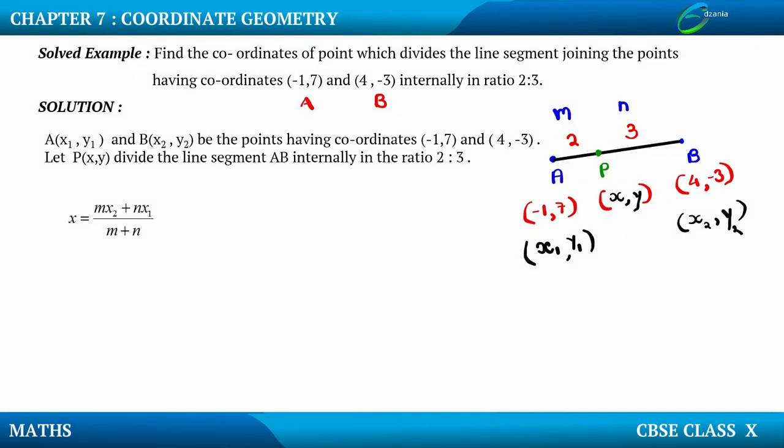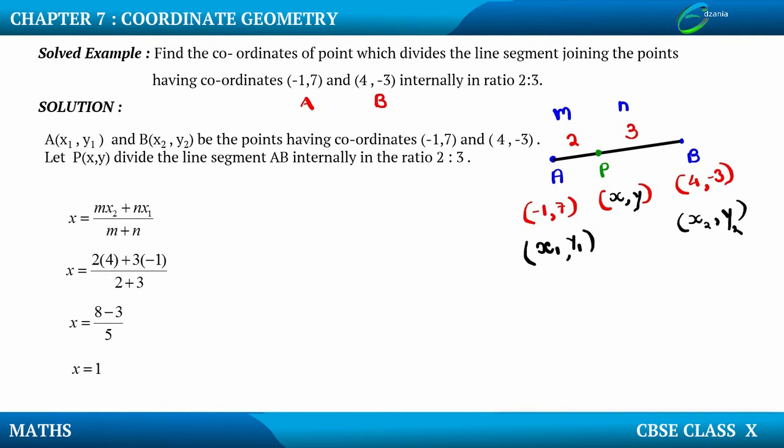We will just substitute. So mx2 + nx1, that is 2 into 4 plus 3 into -1, upon m + n, that is 2 + 3. So 2 4s are 8 and 3 into -1 is -3. So you'll get (8 - 3) upon 5, which is 5 upon 5, and that gives us 1. So we got the value of x, that is 1.